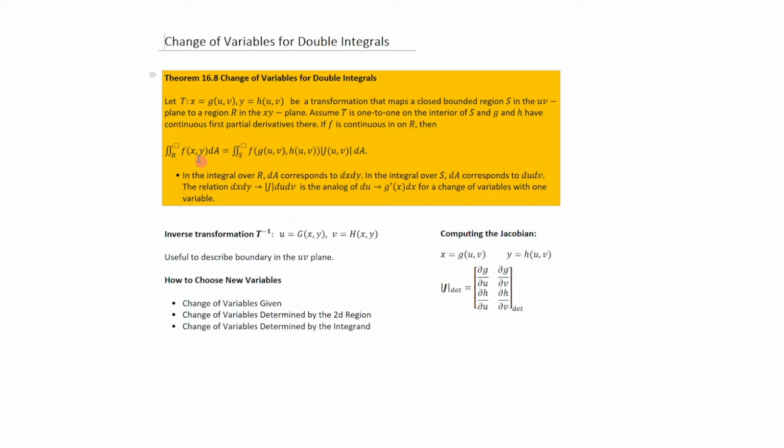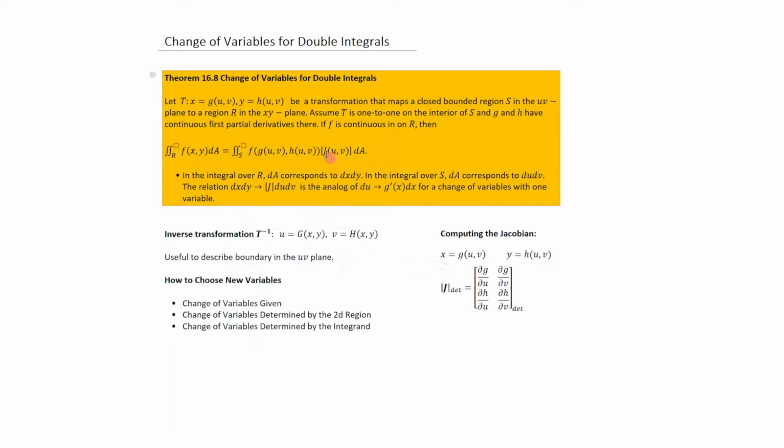putting x in terms of u and v, y in terms of u and v, but dA now gets transformed according to the absolute value of a Jacobian, which we will show in a second, dA, where this dA now relates to the new variables u and v. Now we need an inverse transform, that is u in terms of x and y and v in terms of x and y, because it's useful to describe the boundary in the UV plane. Not only do we have to revise the differential area, but now the bounds on the surface are going to be in terms of variables u and v rather than the variables x and y.